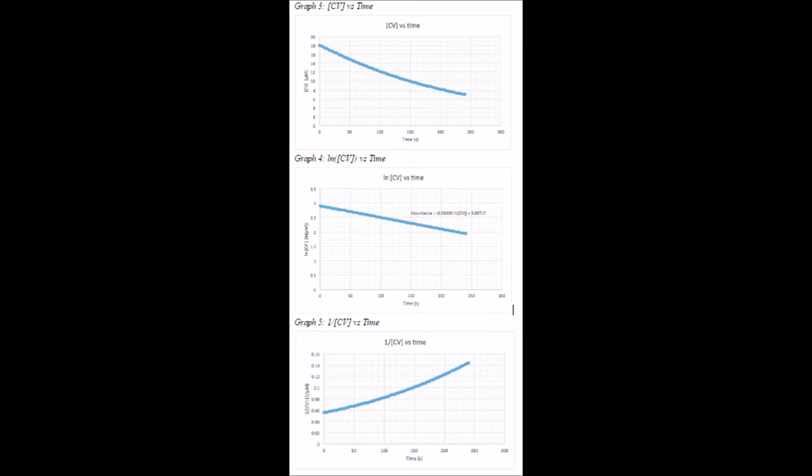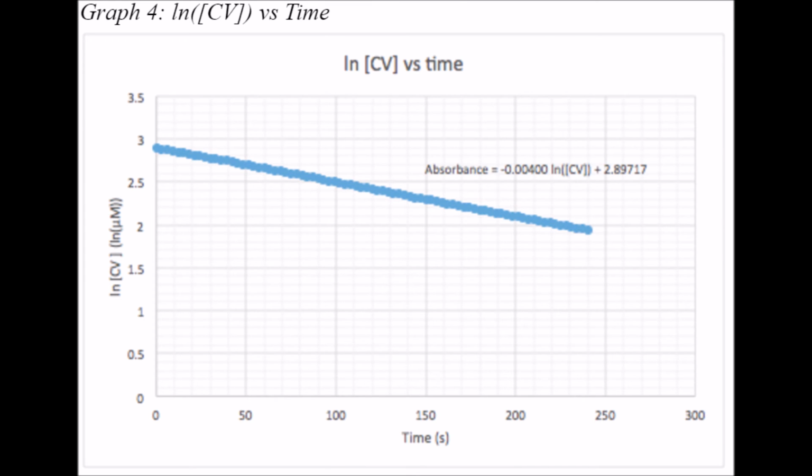Once the concentrations of crystal violet were known for the times, it was time to figure out the reaction order of crystal violet. To do this, a concentration of crystal violet versus time graph, a natural log of the concentration of crystal violet versus time graph, and 1 over the concentration of crystal violet versus time graph were created. The most linear graph would represent order, being 1, 2, or 3 respectively. From these graphs, it is seen that the natural log of crystal violet versus time graph was the most linear, therefore representing a reaction order of 1 for the crystal violet.